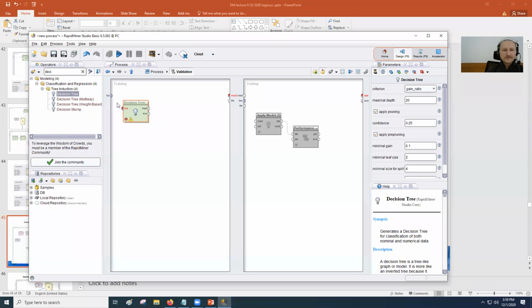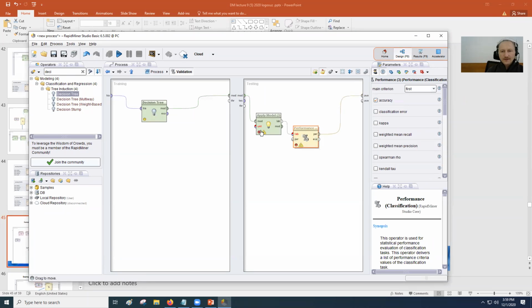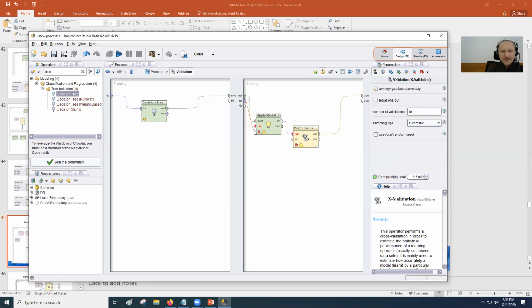Decision tree here. The model will come from here, the performance will go from here, and the test data will come from here.